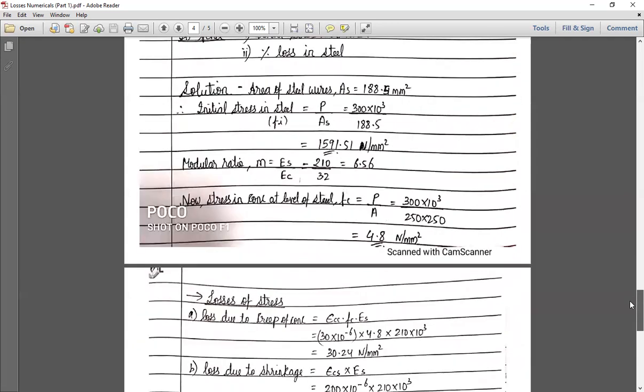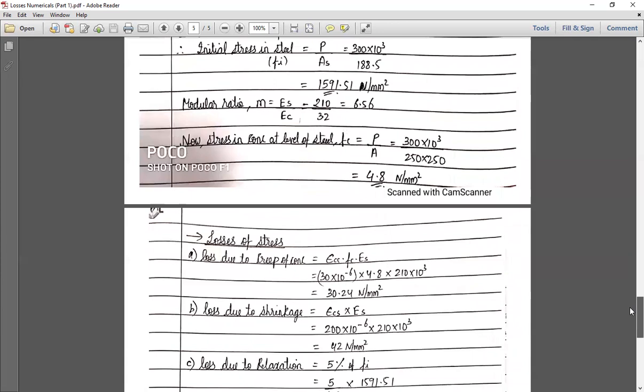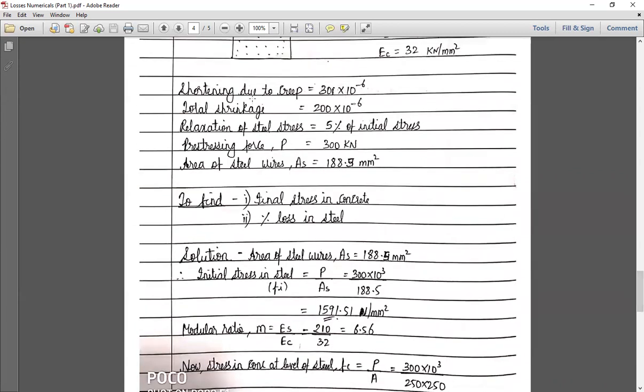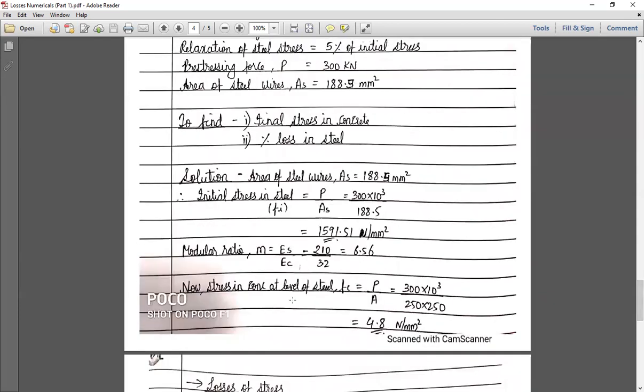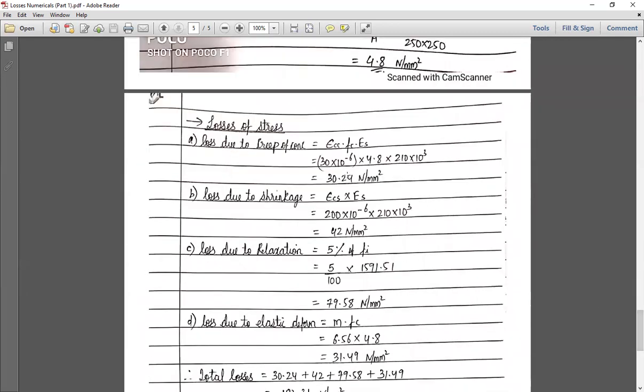Now let us find out the losses of stress. Loss due to creep of concrete is given by creep coefficient into Fc into Es. This is given to us in the question. Similarly, whatever data is given, you will find out the losses accordingly. First we will find out the loss due to creep, then loss due to shrinkage, then loss due to relaxation, and then loss due to elastic deformation. Loss due to shrinkage uses the same equation, because this data is given to us in the question.